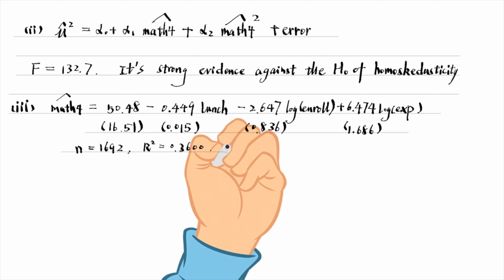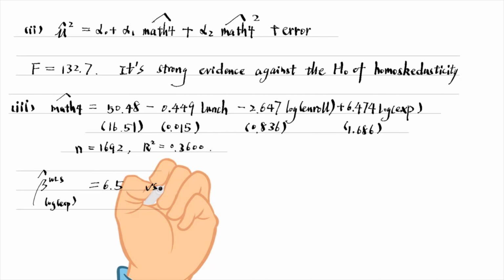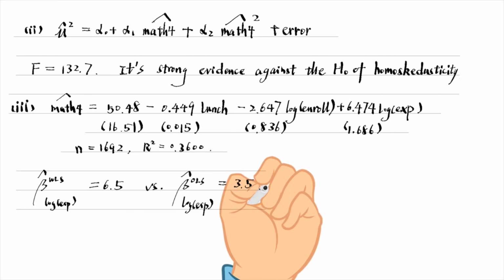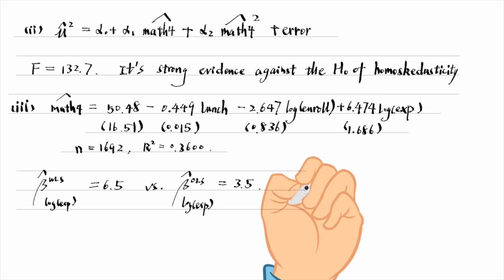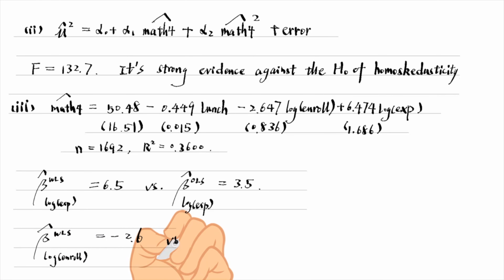There are noticeable changes in the coefficient estimates. The coefficient on log expenditure increases from 3.5 to 6.5, and the effect becomes more statistically significant. The negative enrollment effect cuts in half.